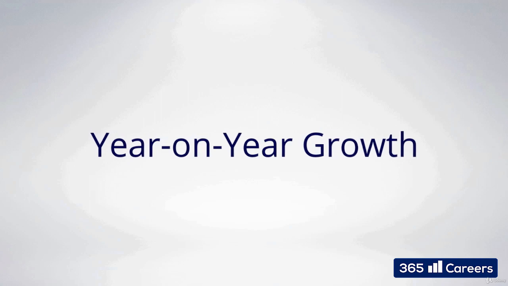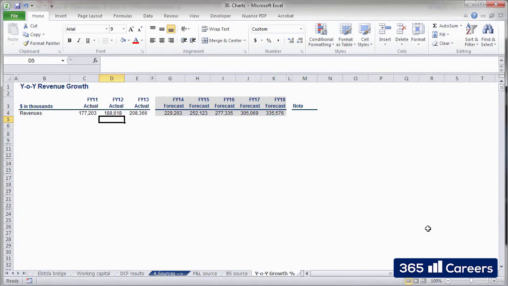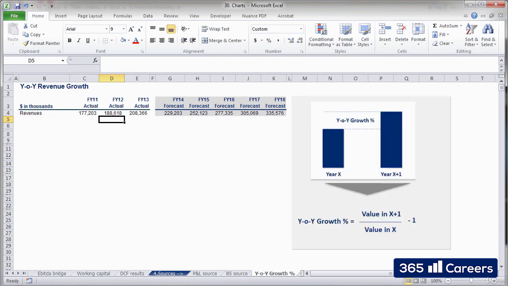Calculating growth percentage. We want to understand how certain drivers changed historically, because history can be a good indicator of the future. In order to calculate the year-on-year growth that was experienced by a given parameter, we can use the following formula. Current value divided by previous value minus 1.